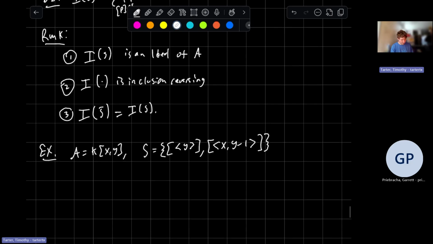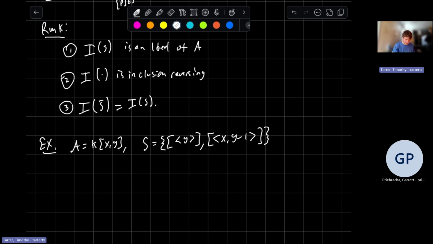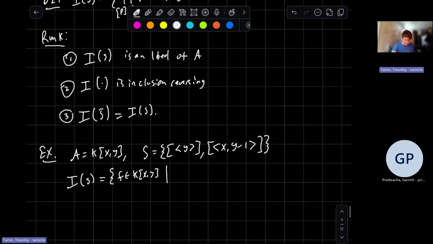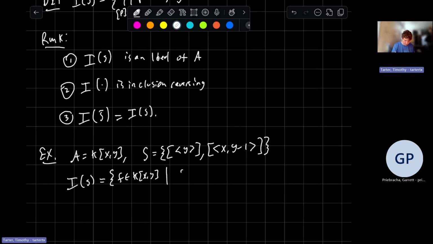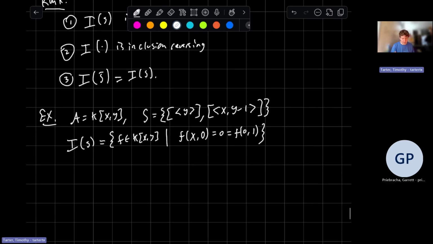S consists of the polynomials vanishing on the x-axis, or rather, I of S is f in k[x,y] such that f of (x, 0) is 0, and f of (0, 1) is 0. And then we want to give the generators for this ideal.